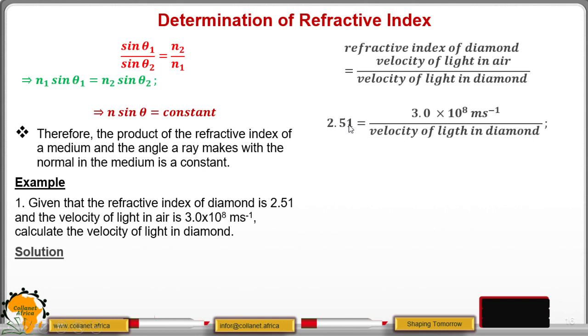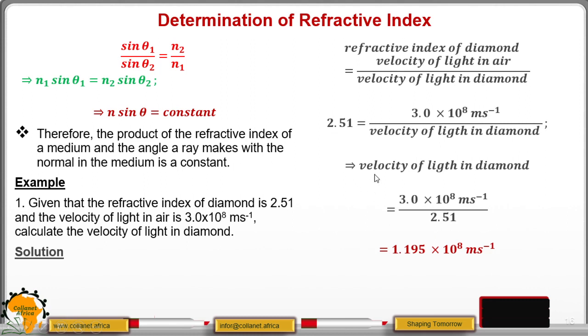Now, substituting the values, the refractive index of diamond is given as 2.51. The velocity of light in air is 3.0 times 10 to the power 8 meters per second. What we are looking for is the velocity of light in diamond. So we make it the subject of the formula by multiplying through and then dividing by 2.51. And by so doing, you get that the velocity of light in diamond is 1.195 times 10 to the power 8 meters per second.